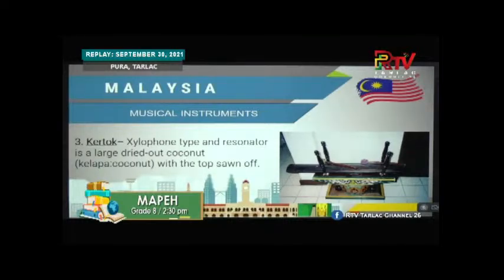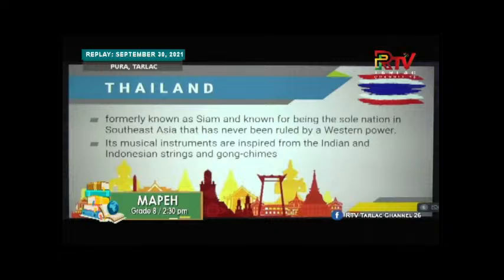Now, let's fly to Thailand. Thailand, formerly known as Siam, is known for being the sole nation in Southeast Asia that has never been ruled by a Western power. Its musical instruments are inspired from the Indian and Indonesian strings and gong chimes. Thailand has 3 primary instrumental ensembles that are similar to the other ensembles in Southeast Asia.